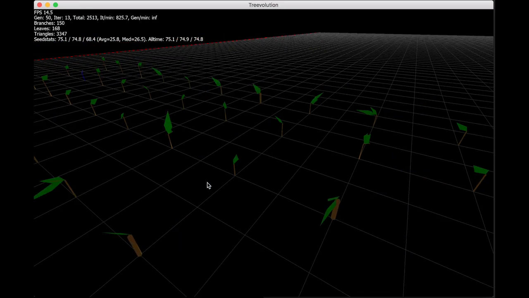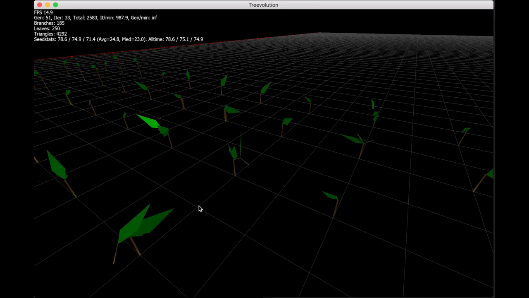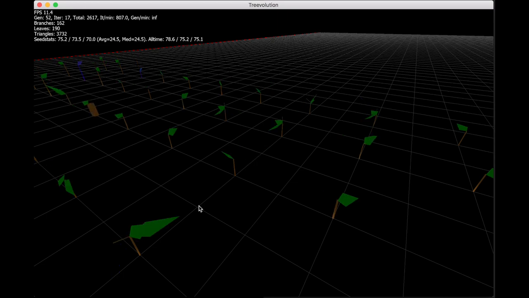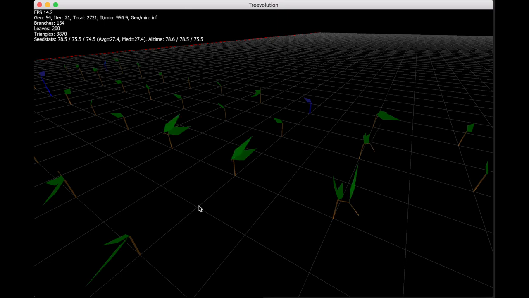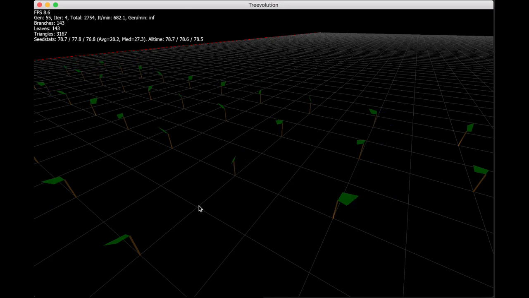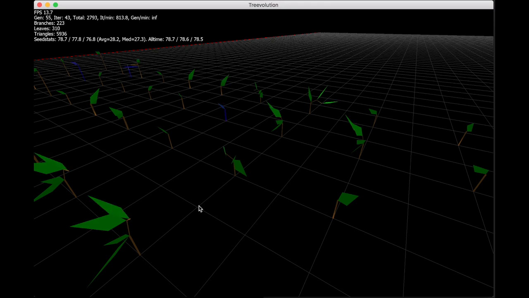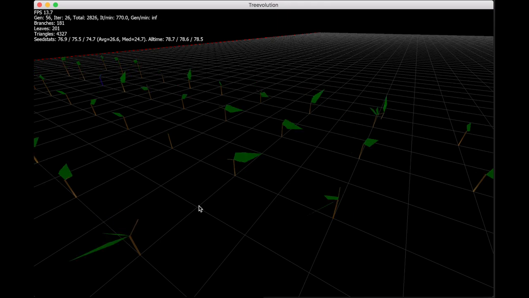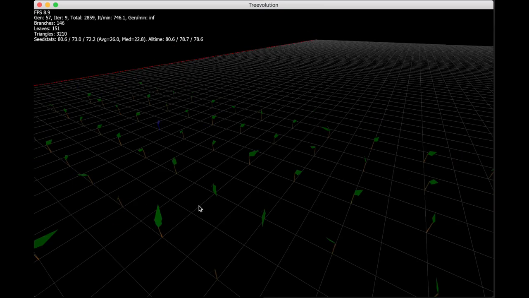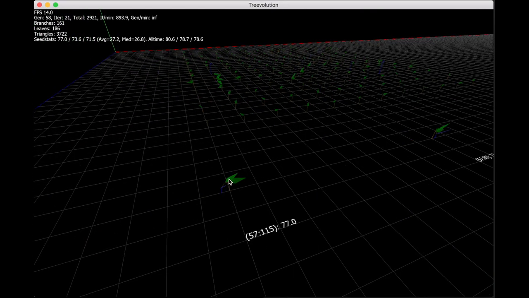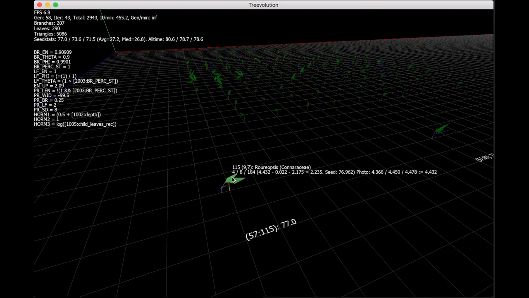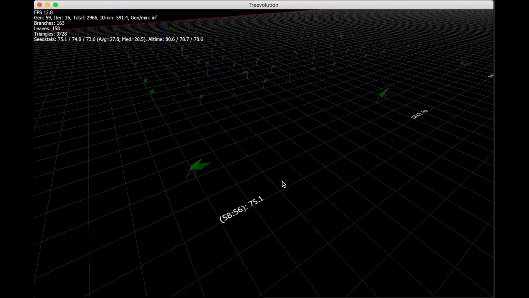I forgot to mention regarding the seeds: the seeds spread slowly over geographic distances on this map. So the closer a tree is here, the more likely it is to be related to another tree. So genes spread slowly over this 2D grid. Let's leave these guys alone for a while and see what they turn into.